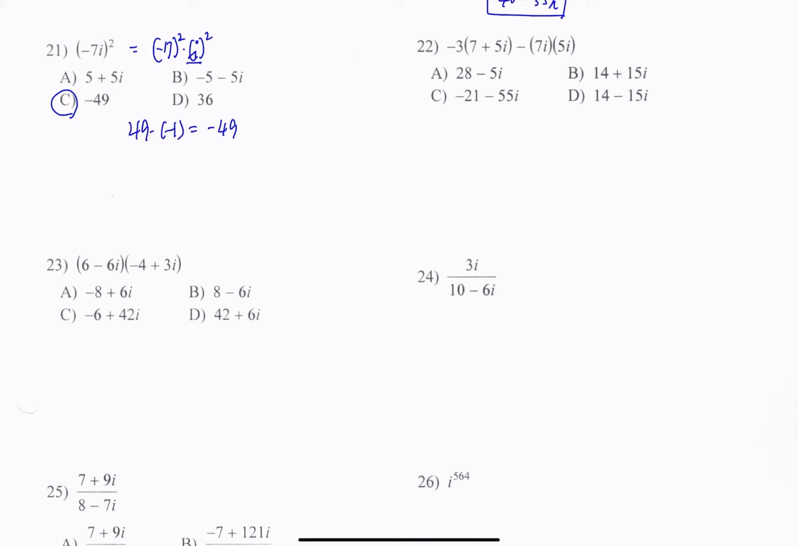Number 22. You distribute negative 3 to these two numbers first, and then you multiply these two. Negative 3 times 7 is negative 21. Negative 3 times 5i is negative 15i. And then minus 7i times 5i is negative 35i squared. i squared is equal to negative 1. So negative 1 times negative 35 is positive 35. 35 plus negative 21 is 14. Yeah, 14. 14 minus 15i.